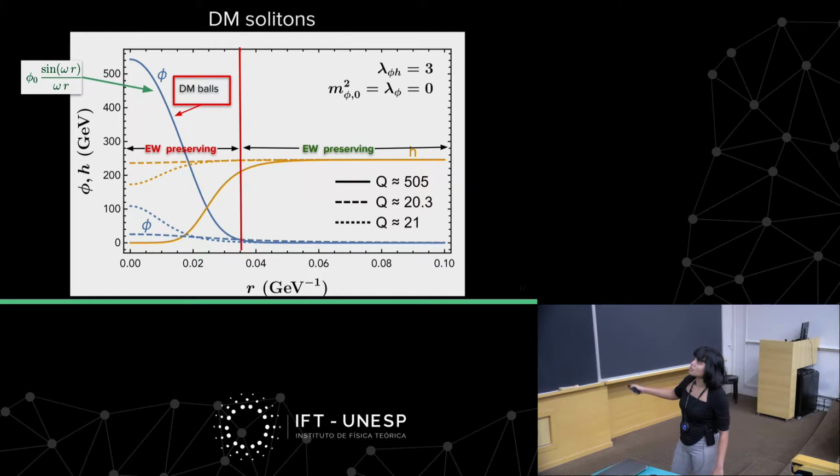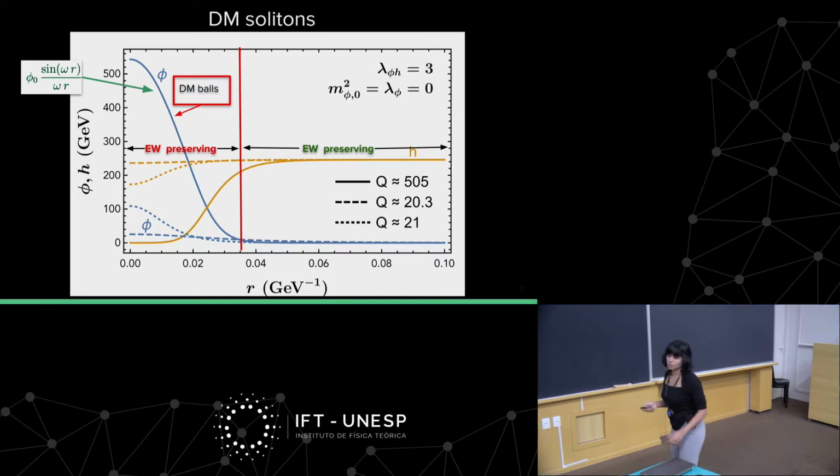So it's almost like a step function, but with a width of the size of pi over the Higgs VEV. Okay, so this is related to the transition between these two states.